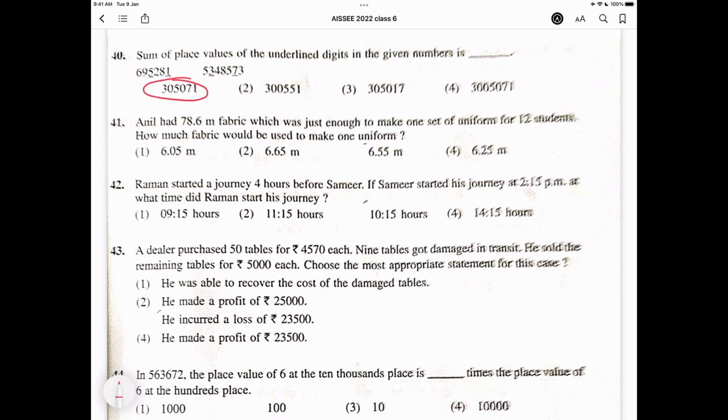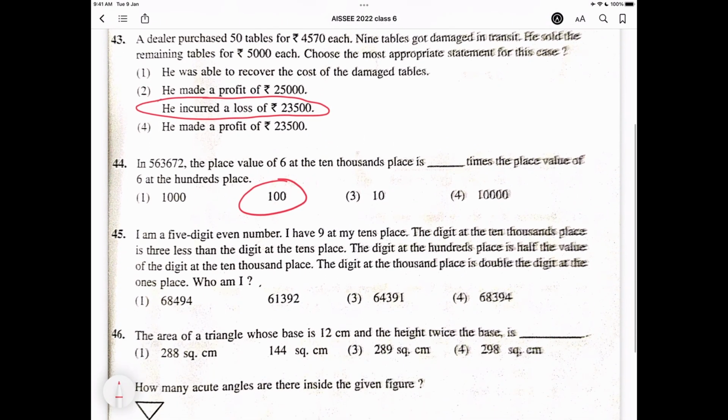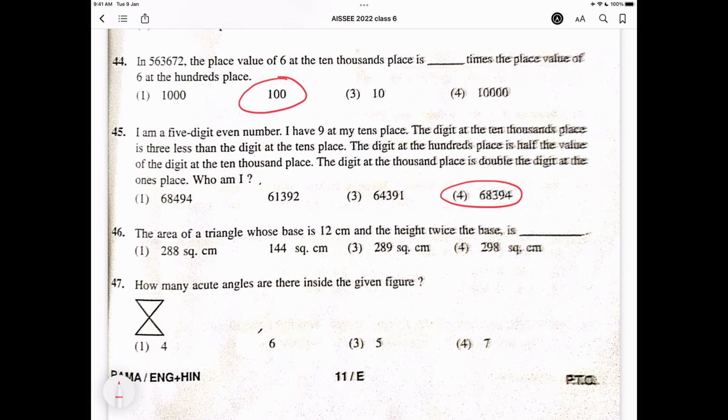For question number 41, the third option is correct. For question number 42, again the third option is correct. For question number 43, the third option, he incurred a loss of 23,500, is correct. For question number 44, the second option, 100, is the correct answer. For question number 45, the fourth option, 68,394, is the correct answer. For question number 46, the second option, 144 square centimeter, is the correct answer.